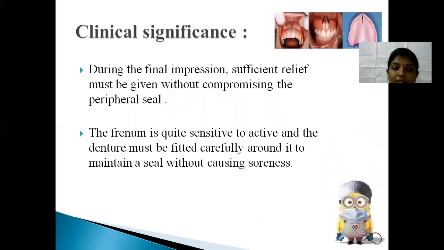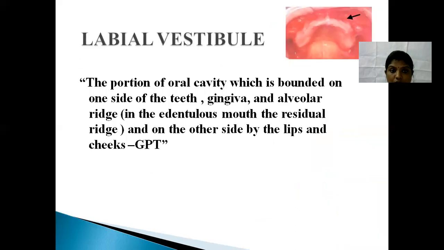The clinical significance of this area is that the frenum is quite sensitive to active movements, and the denture must be fitted carefully around it so that it can maintain a seal for the denture without any soreness. The second one is the labial vestibule. The labial vestibule is that portion of the oral cavity which is bounded on one side by the teeth, gingiva and alveolar ridge, and on the other side by the lips and cheeks. The arrow points to the labial vestibule.